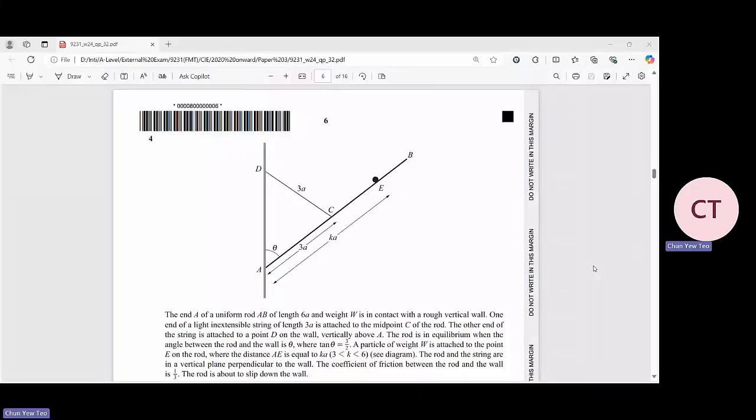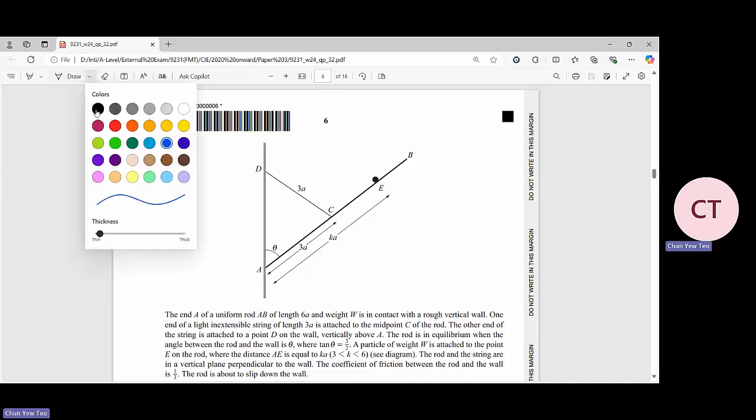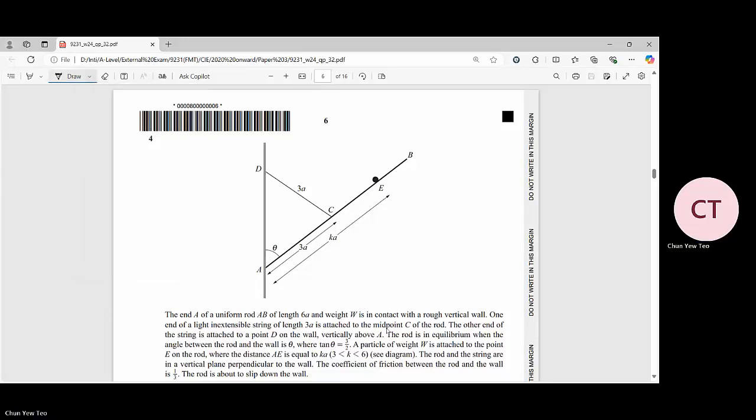Okay, now we take a look at question number 4. A uniform rod AB of length 6a and weight W is in contact with a rough vertical wall. So this is 6a, this one is W. Okay, so this is the center, this is the weight W.